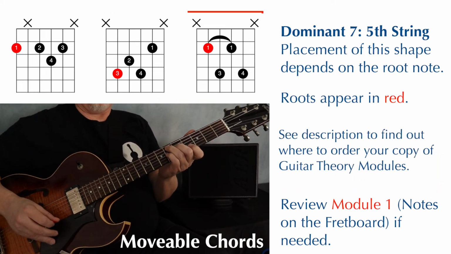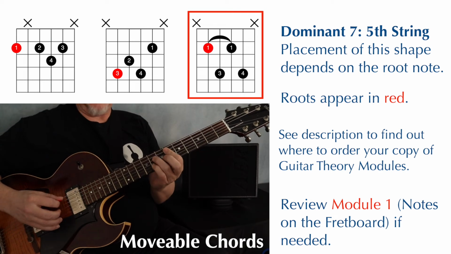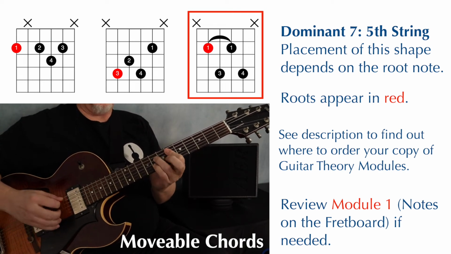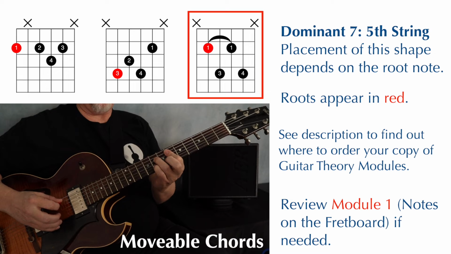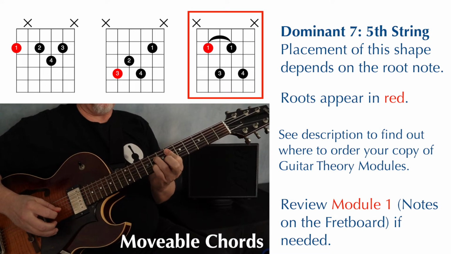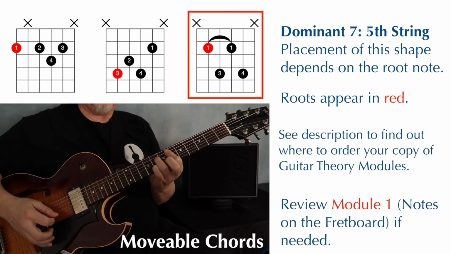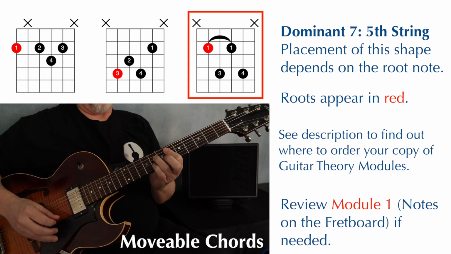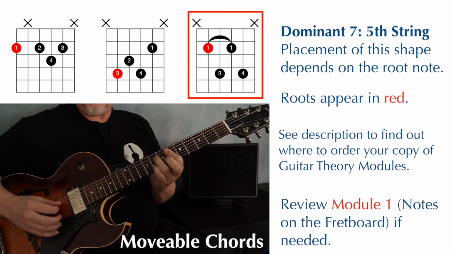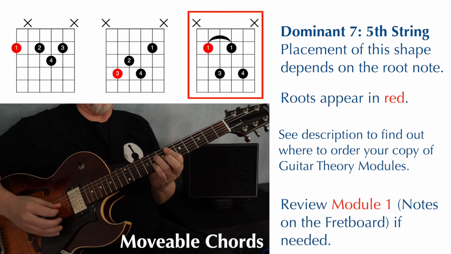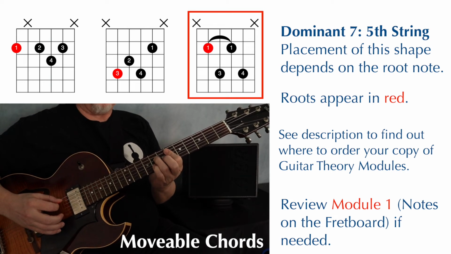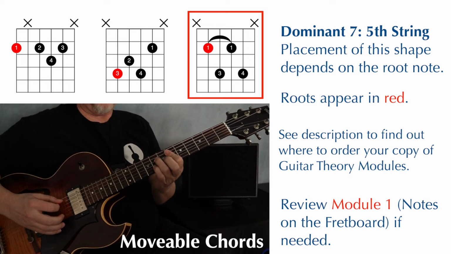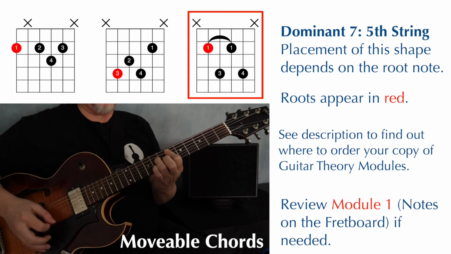Here's another dominant 7 shape you can play with the root on the 5th string. This is finger 1, 3, 1, and 4. And you're going to be barring strings 3 through 5 with your first finger. This is also an E flat 7 that I'm playing because I'm placing my root note of the shape on the E flat on the 5th string.